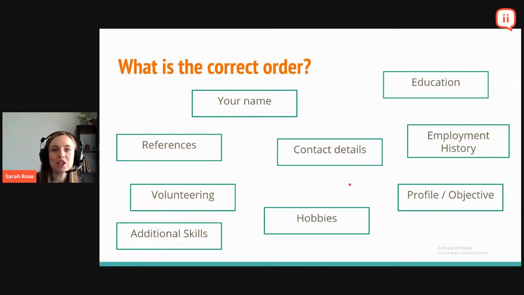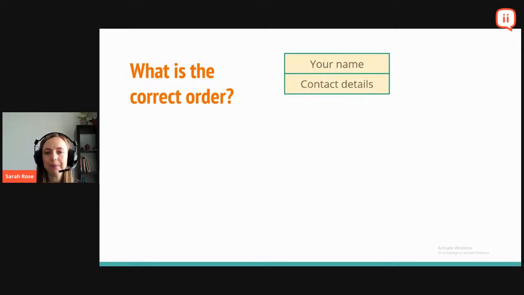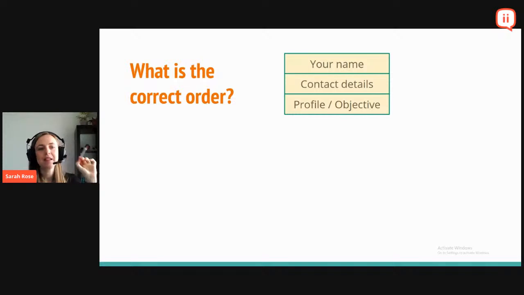Okay. So let me show you the order I said. Now, this might not be 100%, it's slightly flexible, but we start with your name, correct? I think most people did say that. Then the contact details, so your phone number, your address, your email address underneath your name. Then your profile or objective. This comes before everything else.